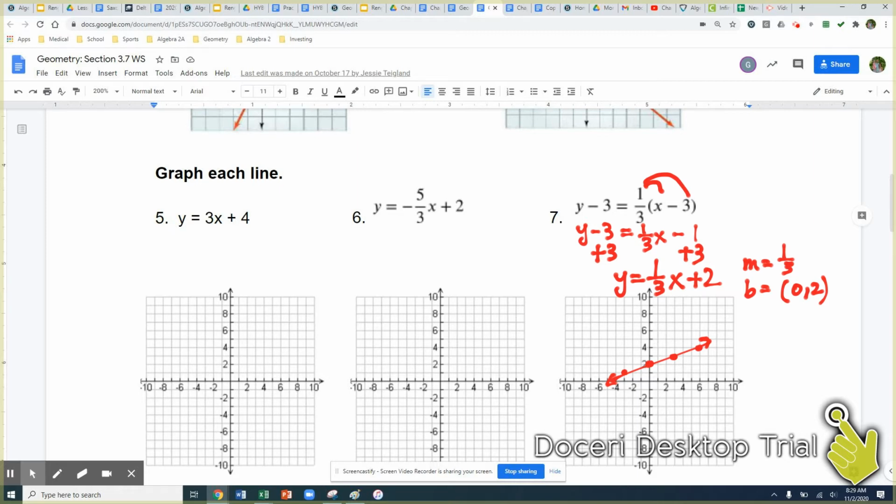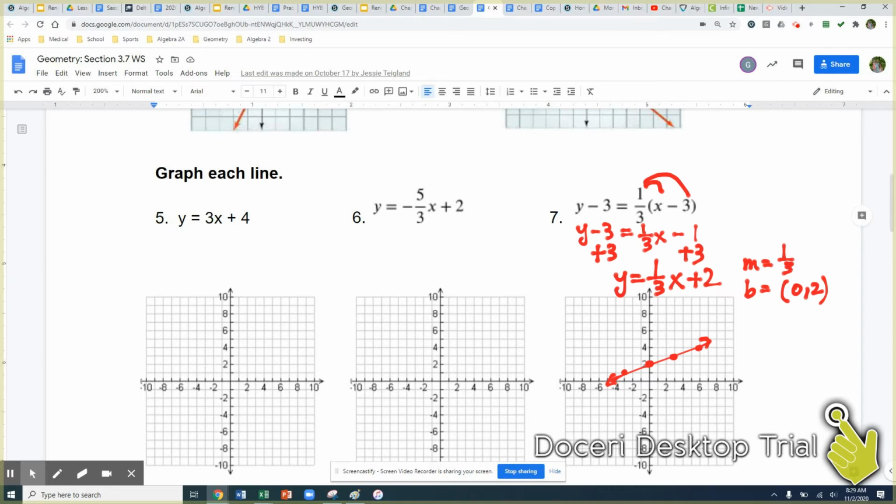So that was number 7. A couple ways you can graph it. You can kind of choose how you want. If you want to start with the point in the point slope, you can, or if you want to convert it into slope intercept, that's totally up to you. You can use either method.